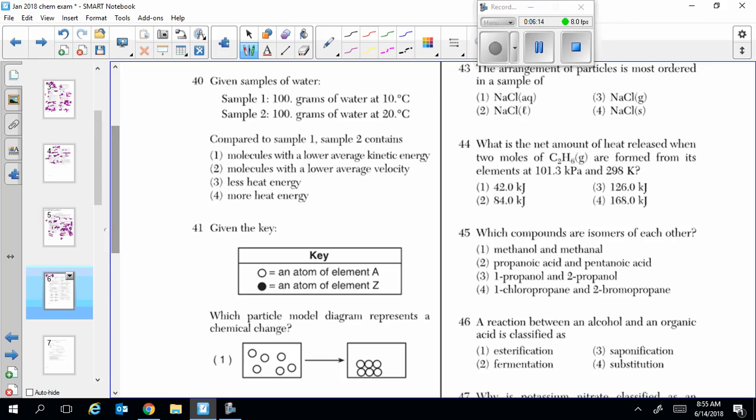Given samples of water, so I've got 100 grams of water at 10 and 100 grams of water at 20. So the only difference between those two is their kinetic energy, and their overall heat is going to be different because this one's got a higher temperature. So sample 2 has molecules with lower energy, nope, higher. Molecules with lower velocity, no, higher temperature means more kinetic energy, so the molecules are moving faster. Less heat, no. More heat, yes. Higher temperature means more heat.